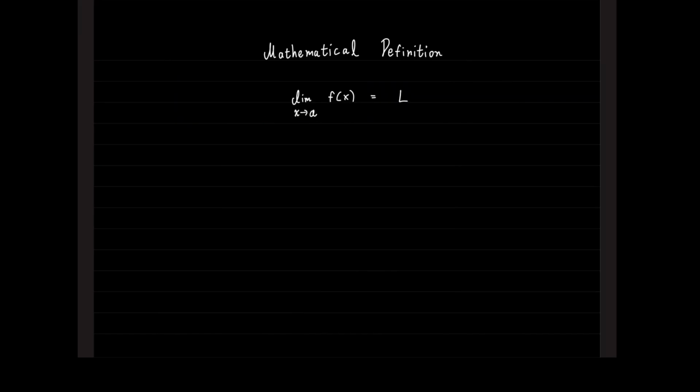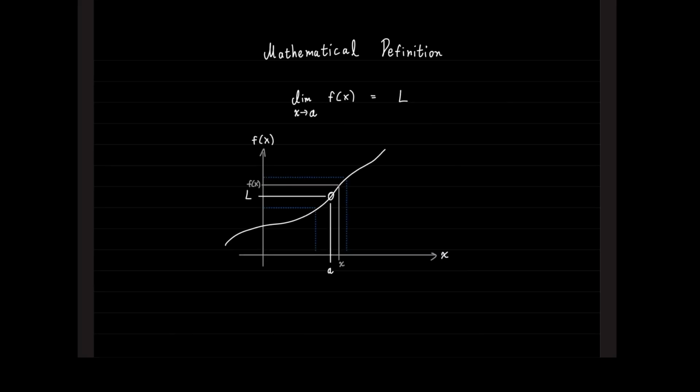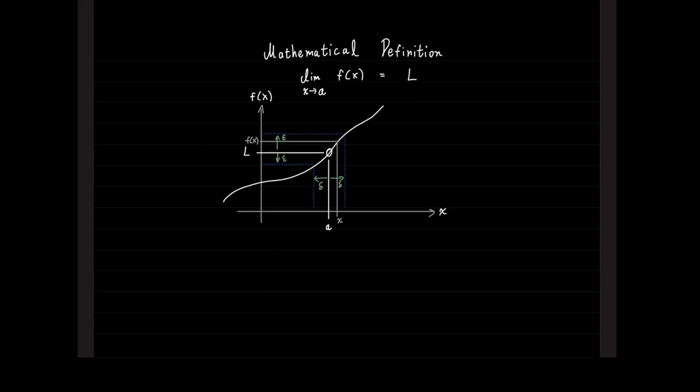Now let's define limits mathematically. We have the limit as x approaches a of the function f of x is equal to L. The definition of limit is if you think of any number epsilon stretching from the limit L, you can always find a number delta that stretches from a. So even if epsilon gets smaller and smaller, you can always find a delta that confines the value of x.